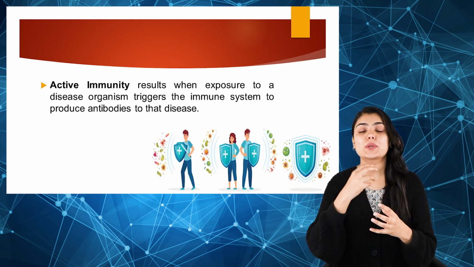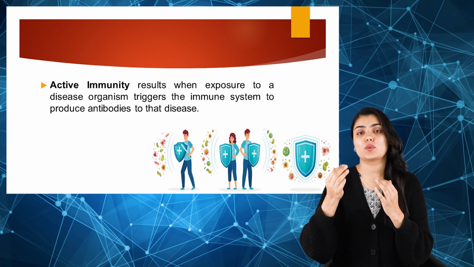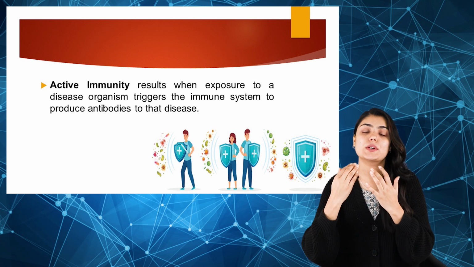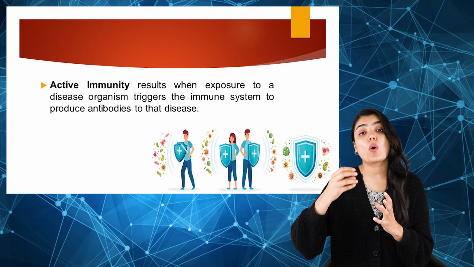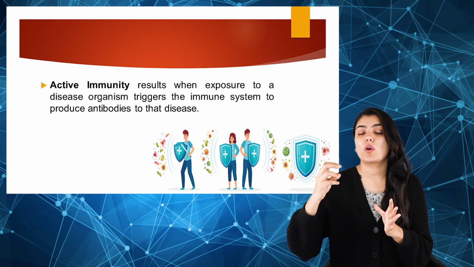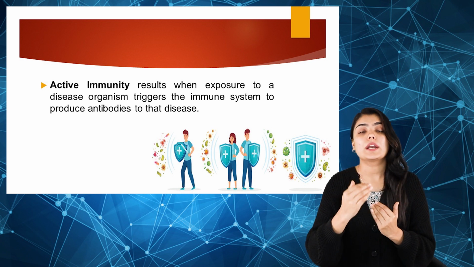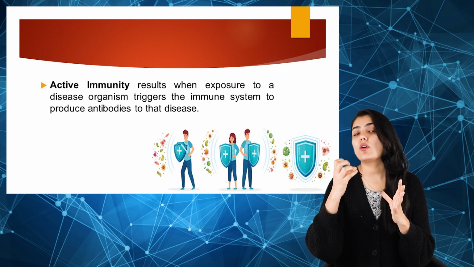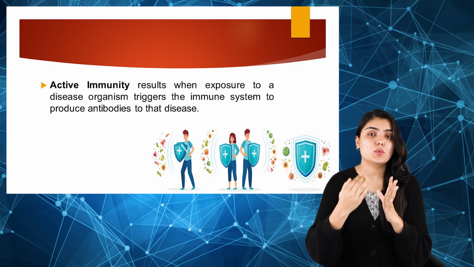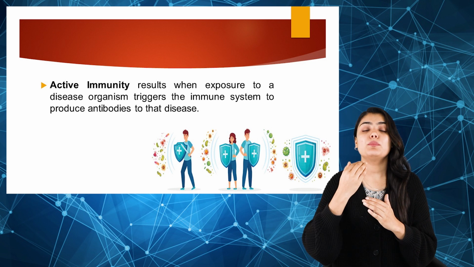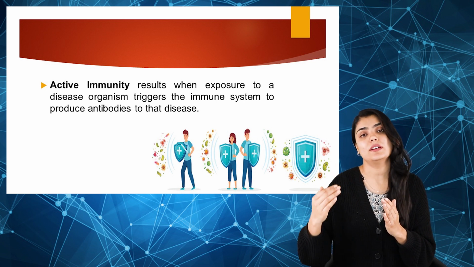Active immunity results when there is exposure to pathogenic microorganisms. So as we know that the agent will enter inside the human host body, right? When there's exposure of any kind of antigen or any kind of pathogenic microorganisms with our body, this exposure triggers our immune system. So the exposure of the pathogenic microorganism or the antigen to our body triggers our immune system, and therefore our immune system starts to produce antibodies against that particular disease.